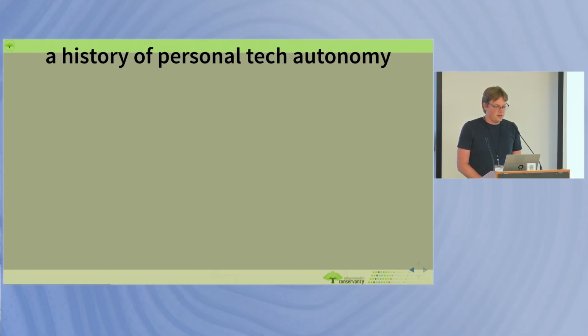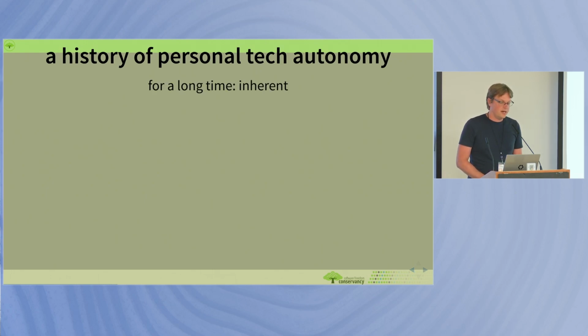So I wanted to talk a little bit about the history of personal technological autonomy, because when I think about software freedom and I think about why we are doing the things we're doing to try to promote and advance it, I think it all comes down to personal technological autonomy in the end. So we'll go through some examples here so you can see what I'm talking about.